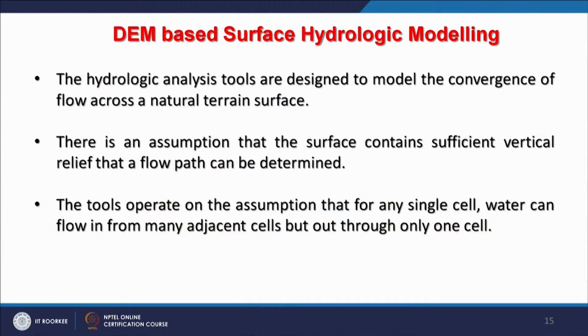And the tools which we use in different GIS platforms operate on the assumption that for any single cell, water can flow in from many adjacent cells, but out through only one cell. So, there may be various cells having lower elevation values, but it will flow through only that single cell which has the minimum elevation value among the surrounding cells. And when we delineate these watersheds or define a stream network, we proceed through a series of steps as shown in the flow chart.